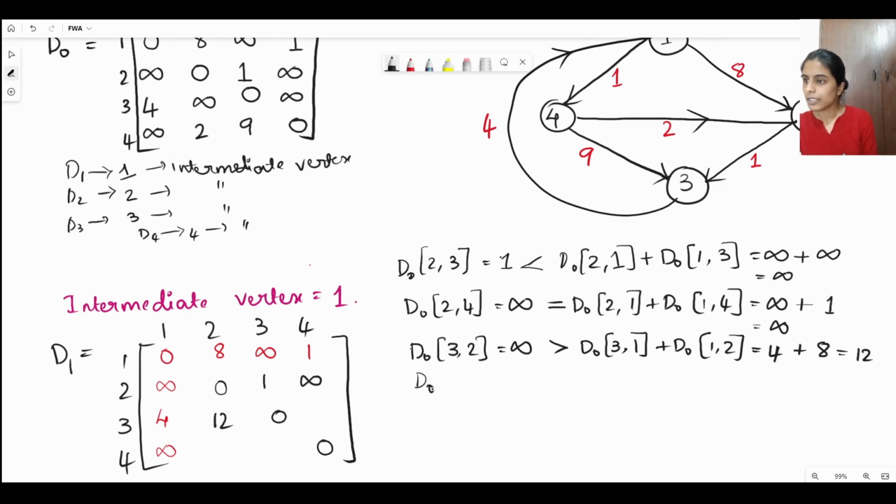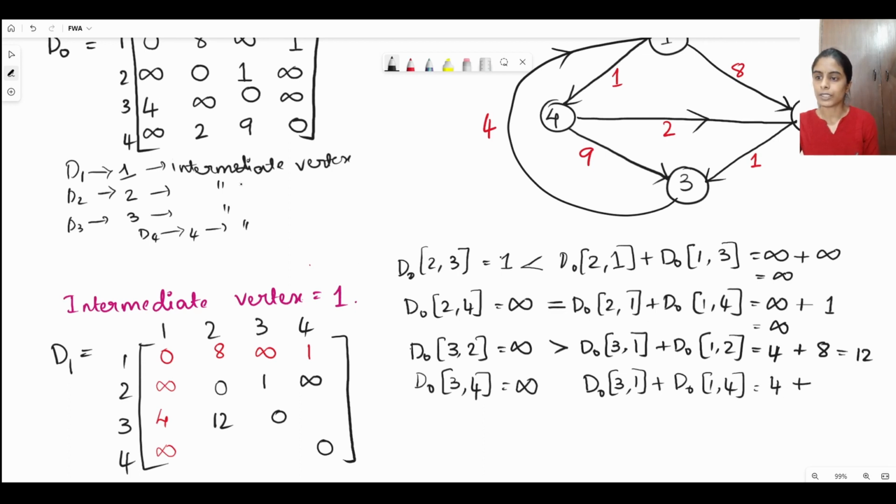Similarly, d0 of 3 comma 4 is equal to, what is d0 of 3 comma 4? We see it is infinity. So we write infinity. Now d0 of 3 comma 1 plus d0 of 1 comma 4. That is through the vertex 1. d0 of 3 comma 1 is 4. So 4 plus d0 of 1 comma 4 is 1, and that is given as 1 here. So we get 5. Clearly this is less, so we enter 5 here.